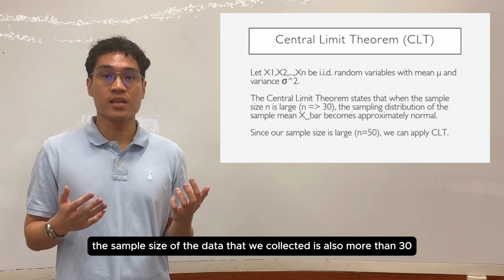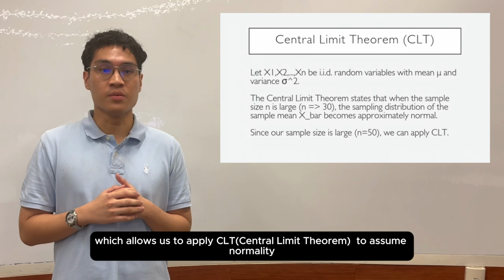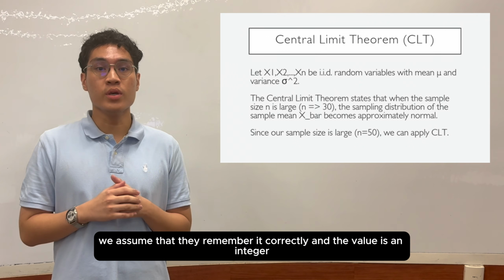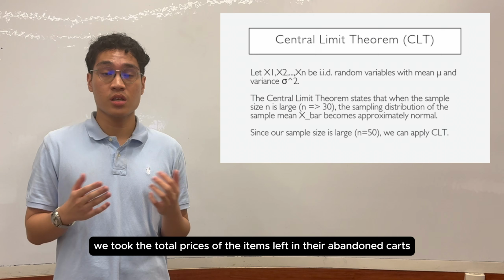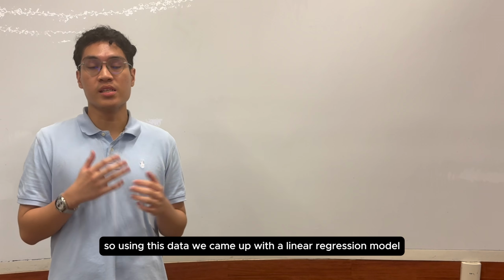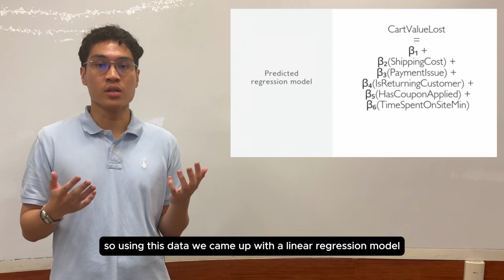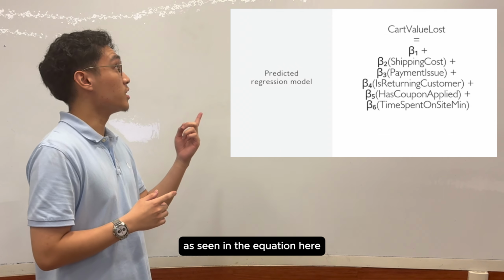The sample size of the data that we collected is also more than 30, which allows us to apply CLT to assume normality. For time spent on the website, we assume that they remember it correctly and the value is negligible. To calculate cart value loss, we took the total prices of the items left in their abandoned carts. So using this data, we came up with a linear regression model to identify how the independent variables affect cart value loss, as seen in the equation here.